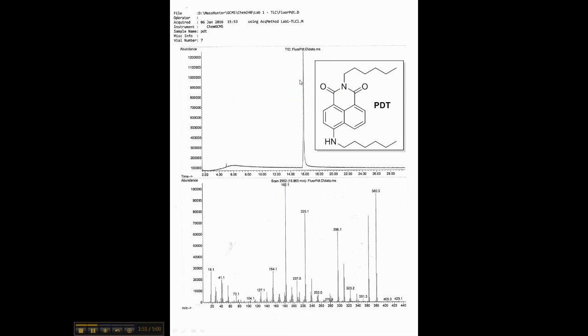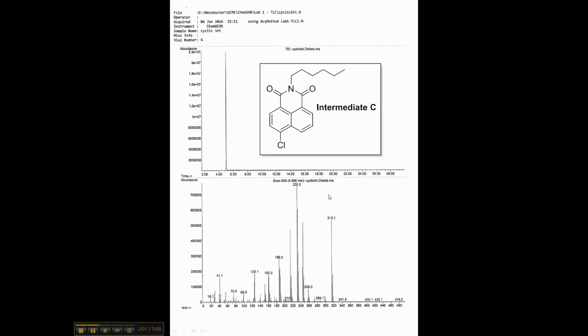But I'd like you to focus your attention much more on the mass spec for the product and for intermediate C. In particular, what you're looking for is the absence of isotope effects and the presence of the correct molecular mass for the product. In addition, you should notice that intermediate C has a mass that's quite a bit smaller than that of the product, but does seem to contain this 3-to-1 ratio of 315.1 to 317.1. Therefore, it contains a chlorine. And that makes sense because intermediate C should be smaller and contain a chlorine, whereas the product should be bigger and should not have a chlorine.